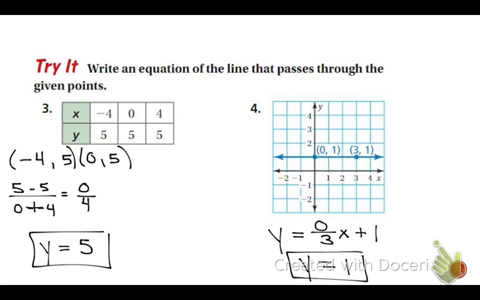Y equals 1. And you don't have to put the plus 1 because if there's nothing there, we know it's positive. All right? Does that make sense, guys, with those horizontal lines? Okay. So we have one more example.